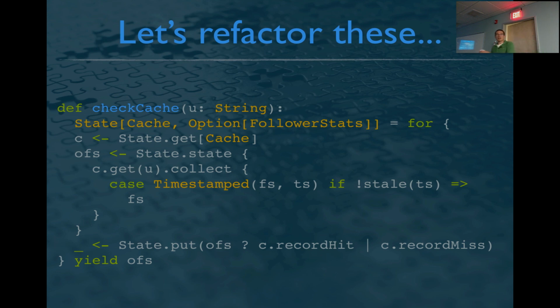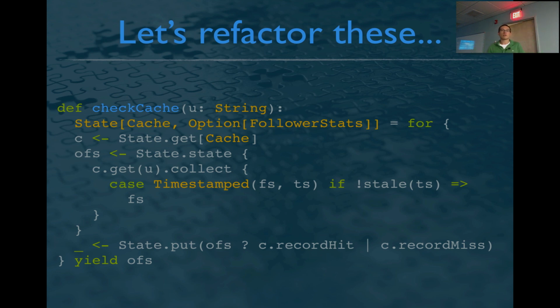Now the next generator, we're going to say state.state. Remember, state.state lifts a value. So that means the inner expression here, this whole value is going to become A. So what is the inner expression? What's the type that it computes? It says c.get of the username. That returned us that option of timestamped follower stats. And we're going to use collect in this case.